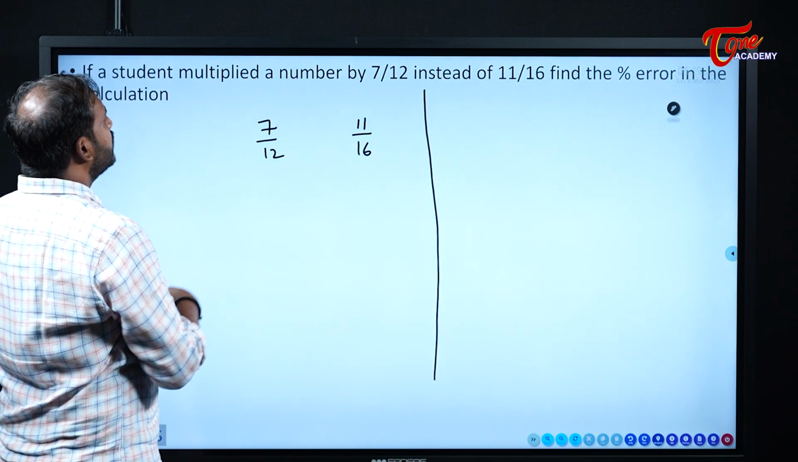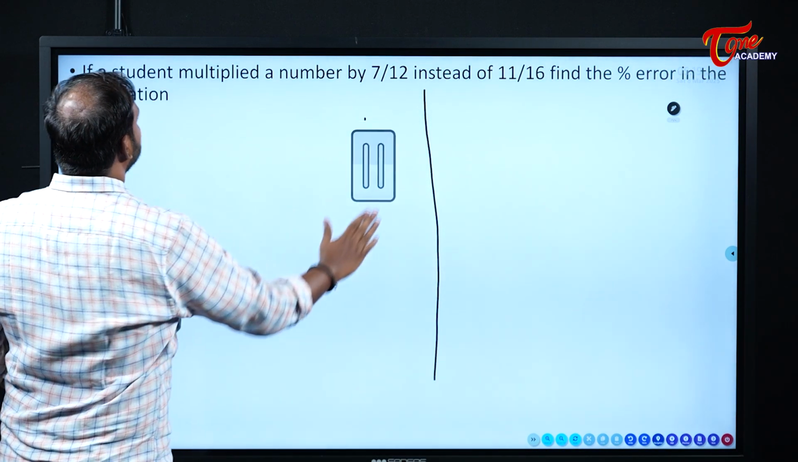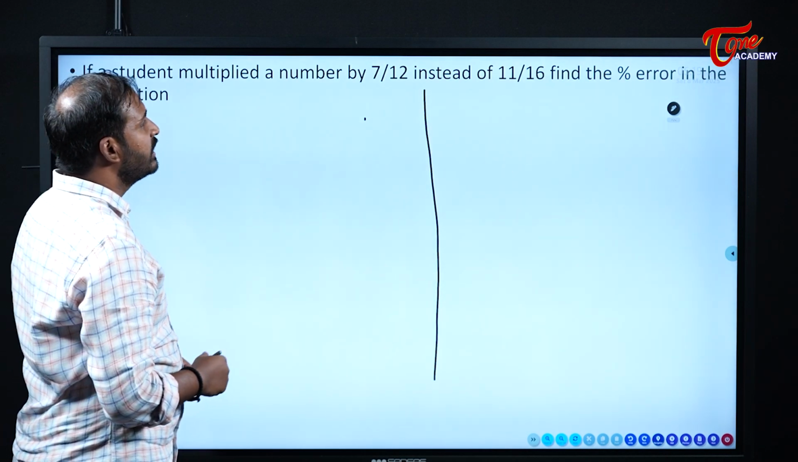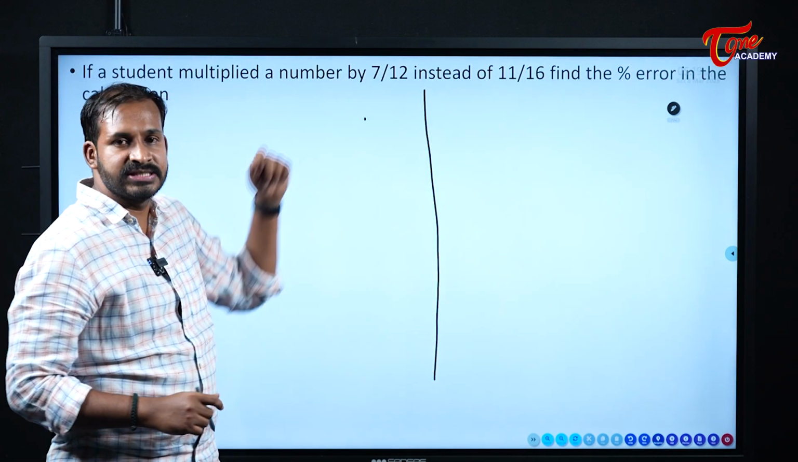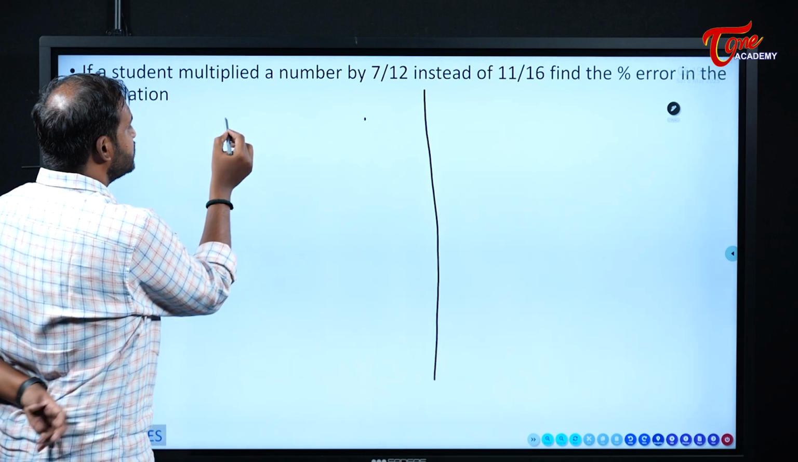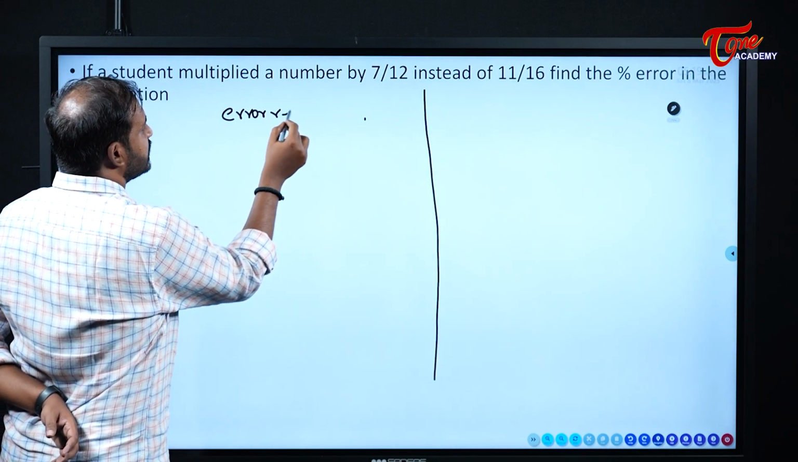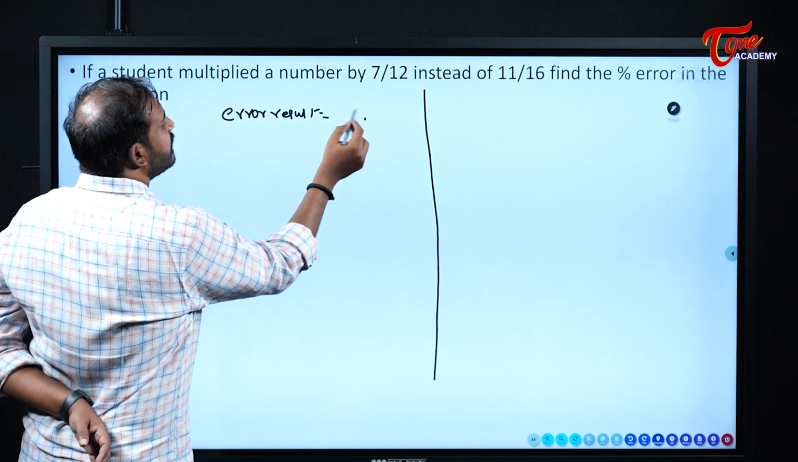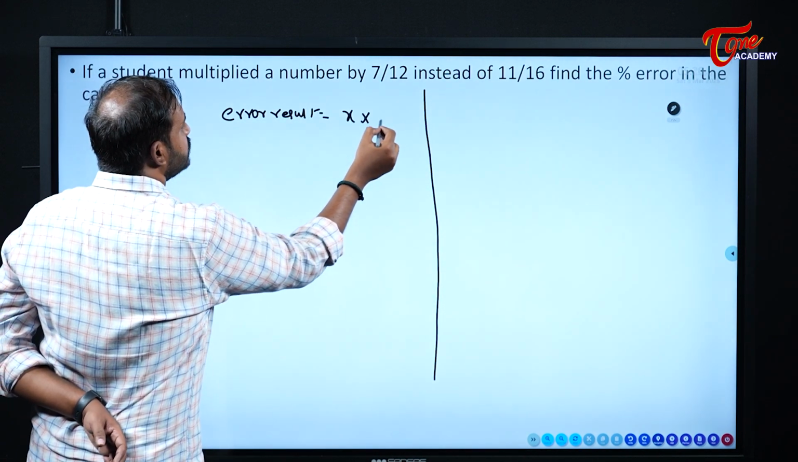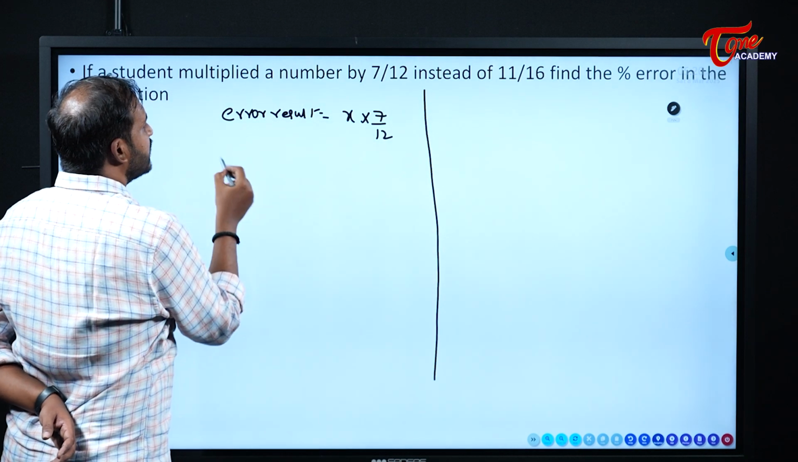Actually what you need to multiply here, you should multiply 11 by 16, but he multiplied 7 by 12, right? So now tell me what is the present result? That means error. Error result is how much? Tell me. That number may be x. So x into 7 by 12. But what is the correct result?